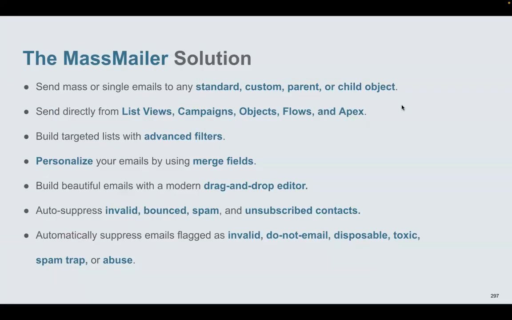Some of the core features MassMailer has to offer: you can send emails to any standard, custom, related parent, or related child objects. There are multiple ways to send out emails, such as list views, campaigns, objects, flows, or even Apex. You can build your target list using advanced filters. You can personalize your emails using the merge field feature. You can build templates using the drag and drop editor, which is quite easy to build. You do not need to know HTML coding.